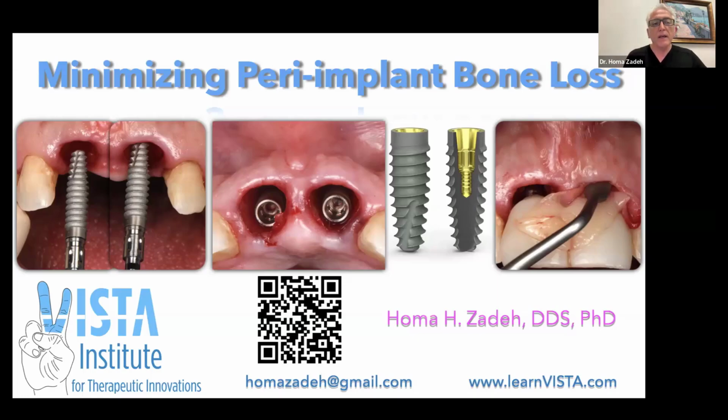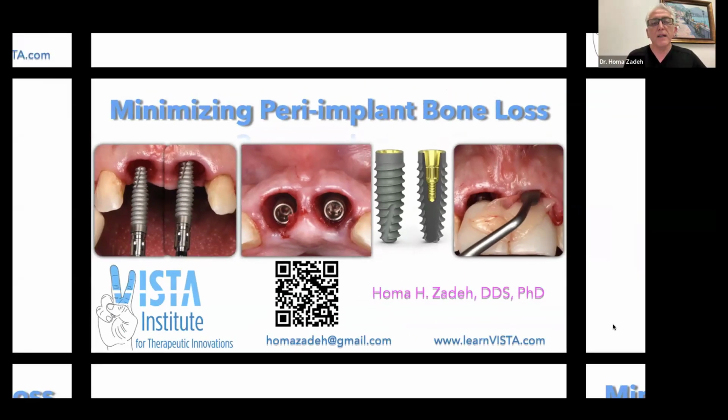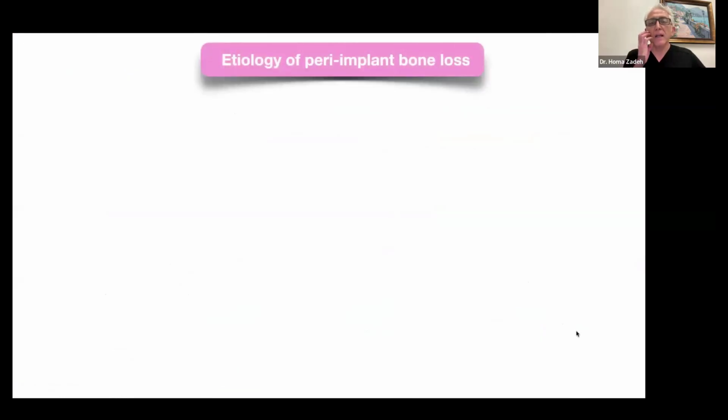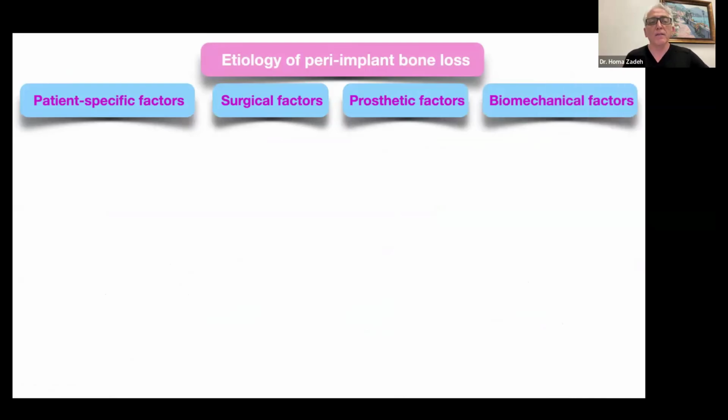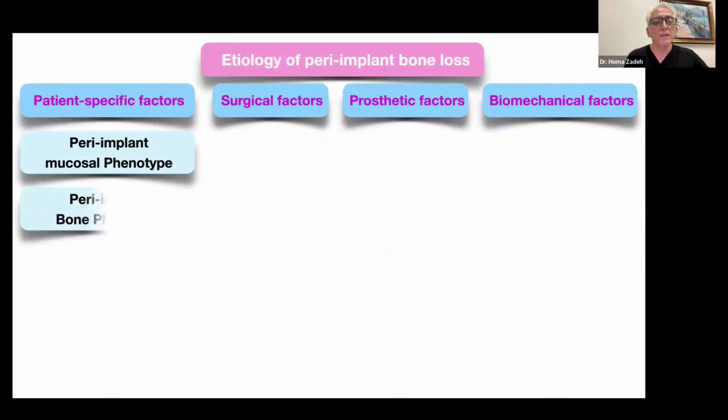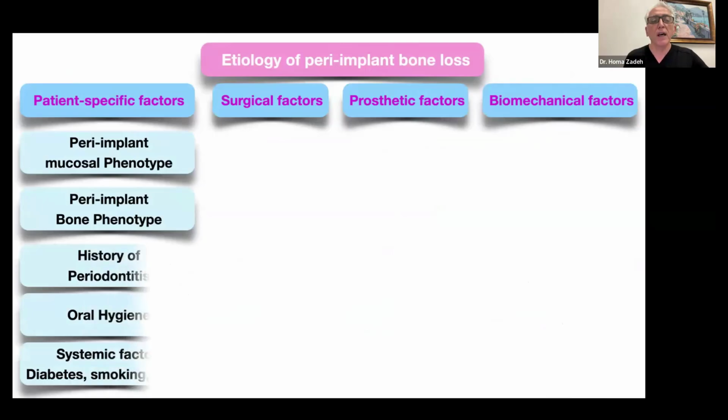I have basically divided the factors that can lead to peri-implant bone loss into patient-specific factors, surgical factors, prosthetic factors, and biomechanical factors. We're not going to discuss every factor, but I'd like to hit on some of the key points. These include peri-implant mucosal phenotype, peri-implant bone phenotype, and some of the other factors such as history of periodontal disease or hygiene, systemic conditions, and so on.